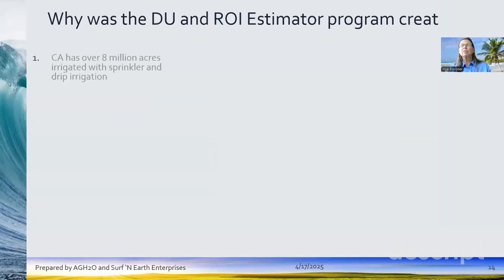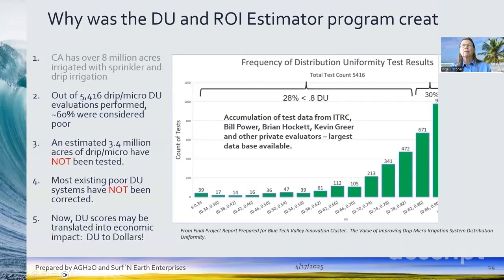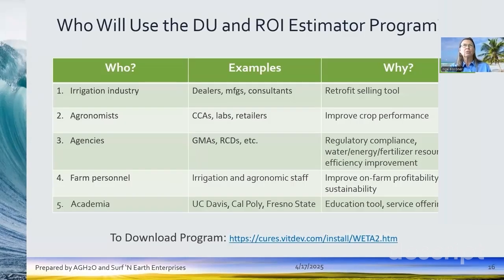So that is some of this information, and look at that. There's been over 5,000 evaluations done to date, and most of them are far less than optimal and have room for improvement. So all this information is in these PowerPoints from November and January.